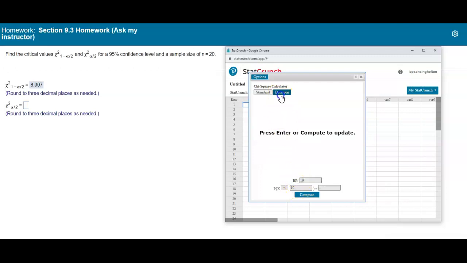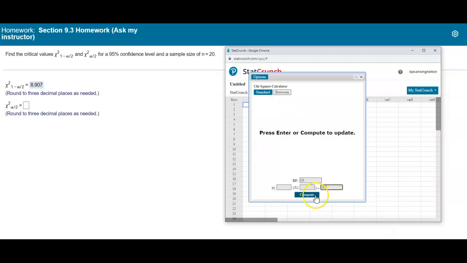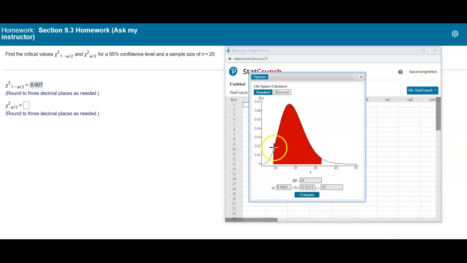And then we're actually going to do between because we have a confidence level. And so it's easier to do between than to do each one separately. And the picture is super helpful. So 95% as a decimal, we divide it by 100, that's 0.95. So doing these calculations, we see that the critical values are 8.907 to 32.852.